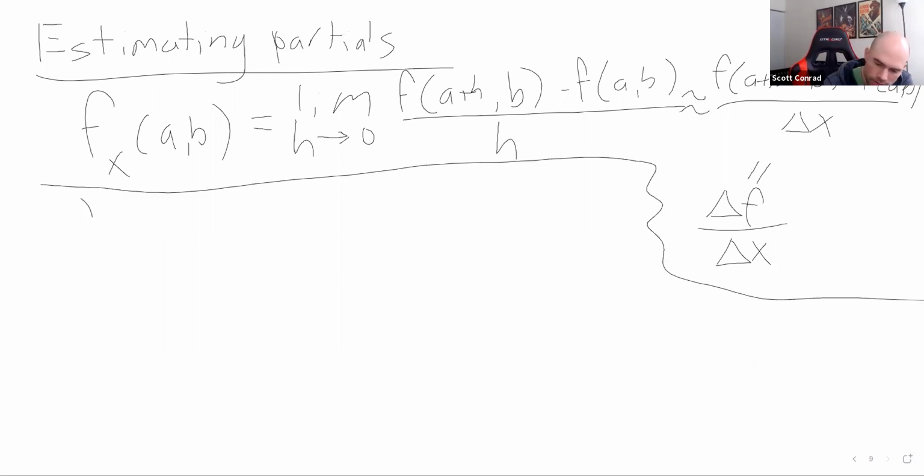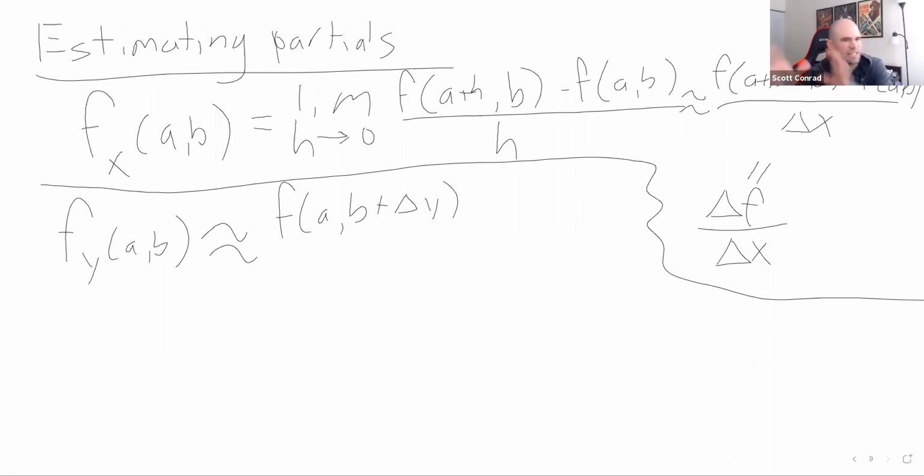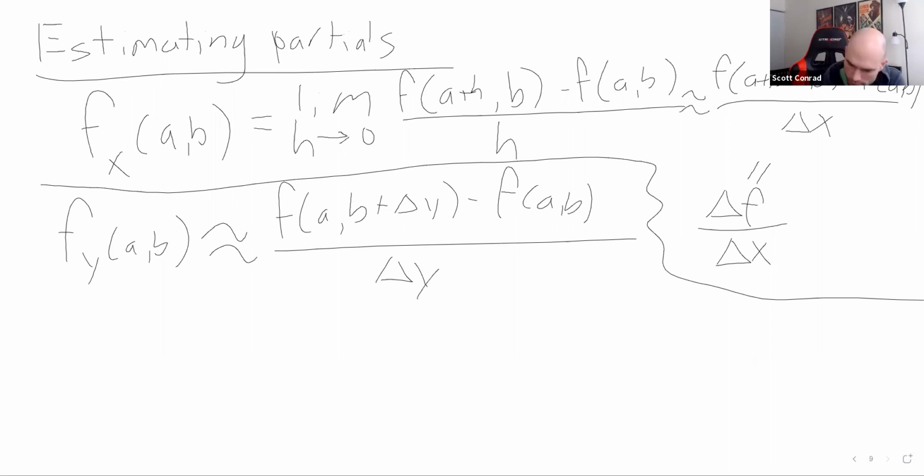And then similarly, the partial with respect to y is we change y by delta y, and look at how our function changes. And then we divide by the change in y. So the partial with respect to y is approximately how does f change when we change the y coordinate by a little bit, delta y, divided by how much did we change the y coordinate by?